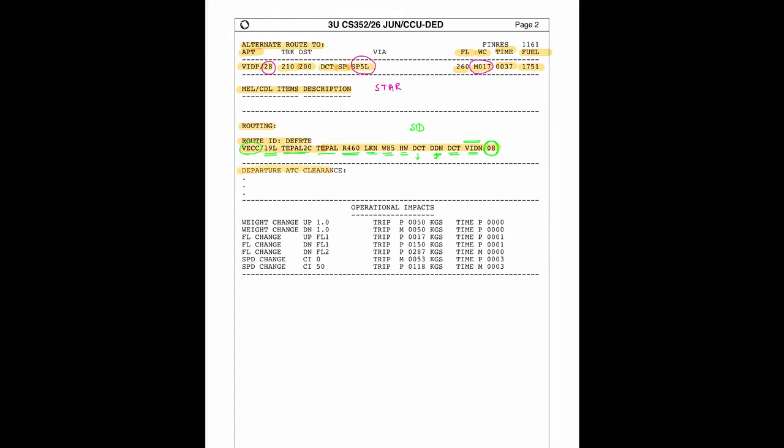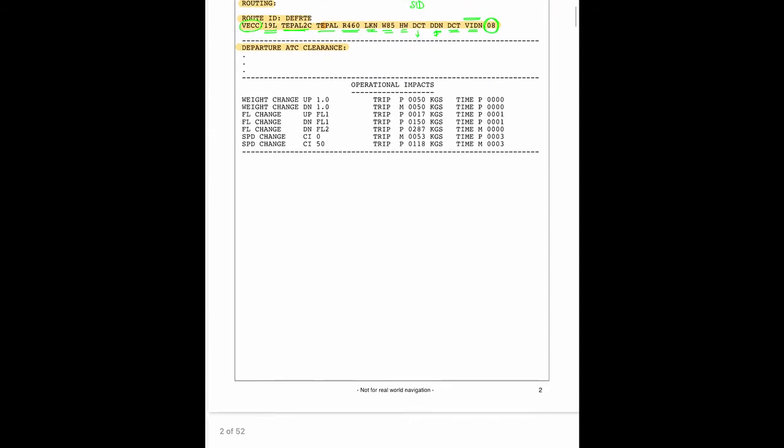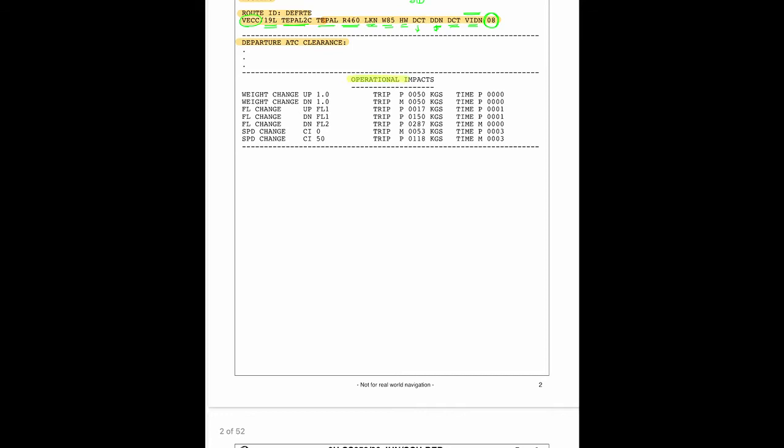Departure ATC clearance. I have not written this here, but I heard it on the flight simulator. Then the operational impacts. This is a very crucial thing. Sometimes due to ATC we have to go to a lower flight level, or cruise at a higher flight level, or change our speed. Sometimes on the ground also, if there is any weight difference, there are many operational impacts on the aircraft.